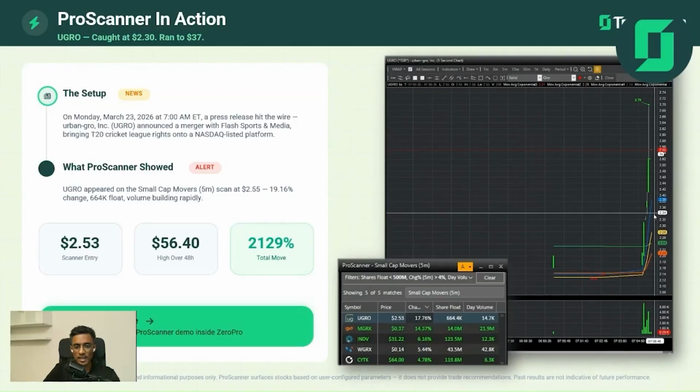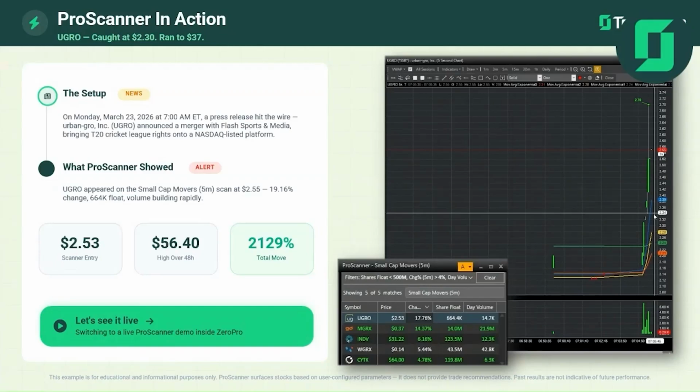Now, this is an excerpt from a video that shows the actual start of the move, and this is real time. The scanner caught the move at 2.53. Over the next 48 hours, the price of the stock rose to 56.40. When I opened the symbol, the price was sitting at 2.52.